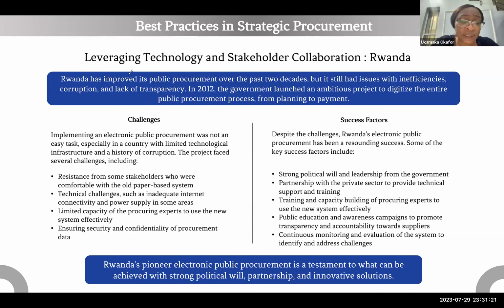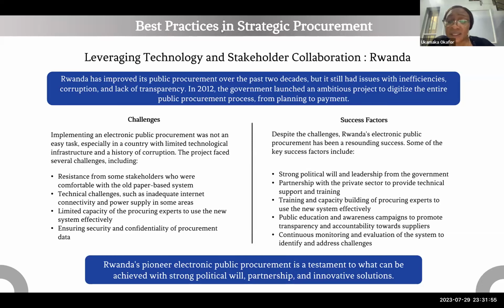And they also had some technical challenges because they had inadequate internet connectivity and power supply in some areas of Rwanda. And among the experts that they have, some of them don't have enough capacity to implement the new system effectively. And also there was the challenge of ensuring security and confidentiality of procurement data. So you can see that even when they have that technology, they were not able to fully secure the data that they had. And they also had confidentiality issues.